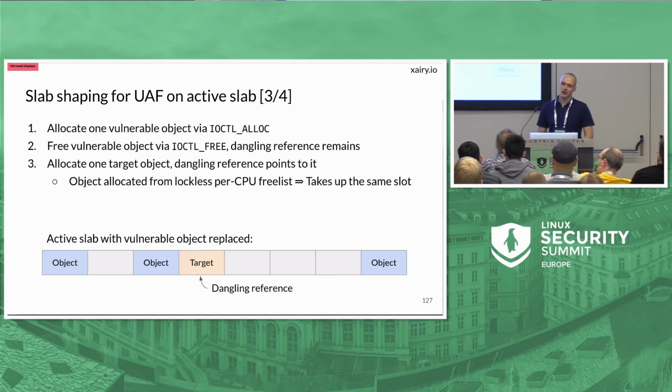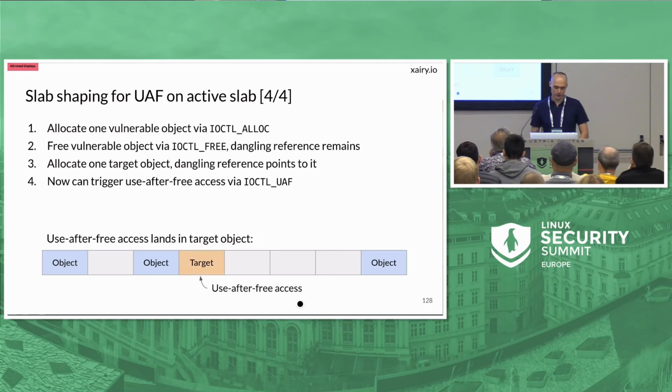At this point, if we allocate a target object, just one target object, it's going to be put onto the same slot just because the slot belongs to the lockless free list of the active slab. And here we have a target object and we have a use-after-free reference that points to the target object. So at this point, if we trigger use-after-free, we succeeded, we overwrite our target object with the use-after-free access. Very simple.